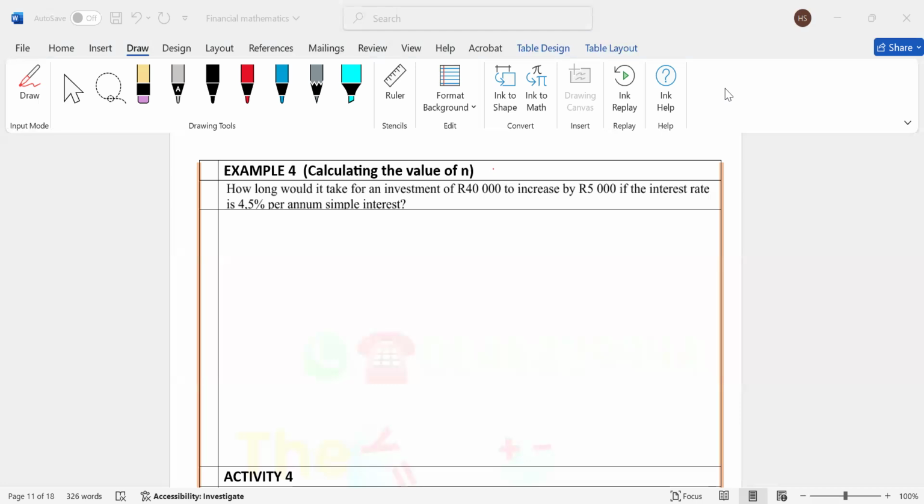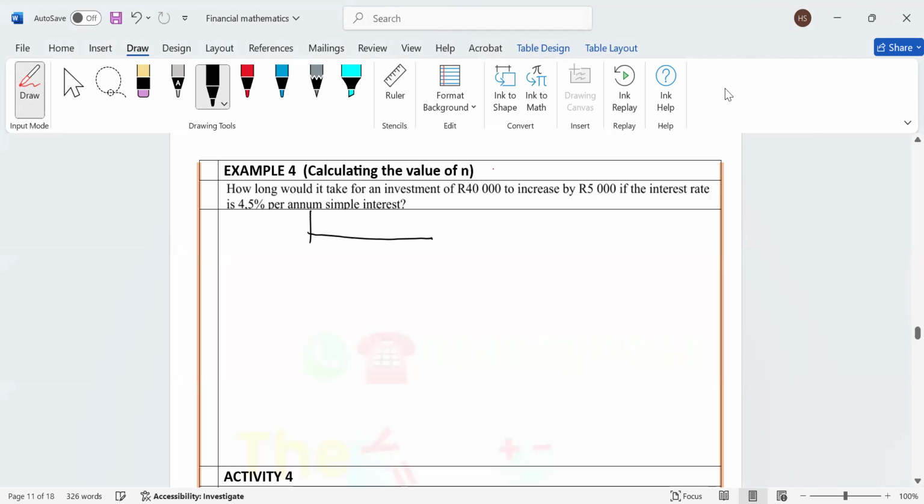If the interest rate is 4.5% per annum simple interest. What are they saying here? Let's look into this. How much are we investing originally? We're putting in 40,000. That is our principal amount. And then we're going to invest it for how many years? We're going to the future, but we have no idea. So N is the unknown here.